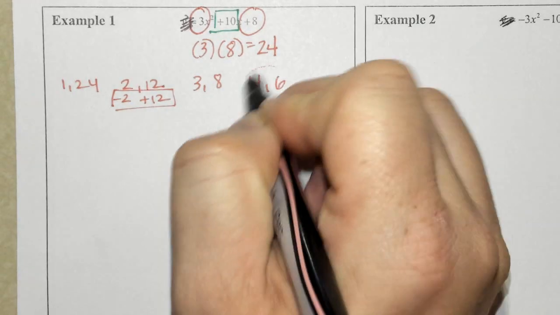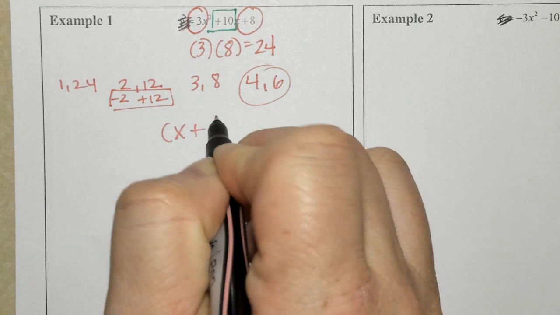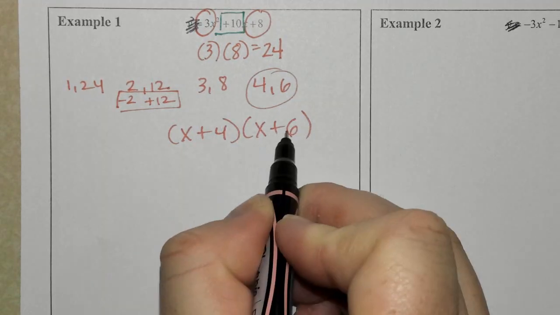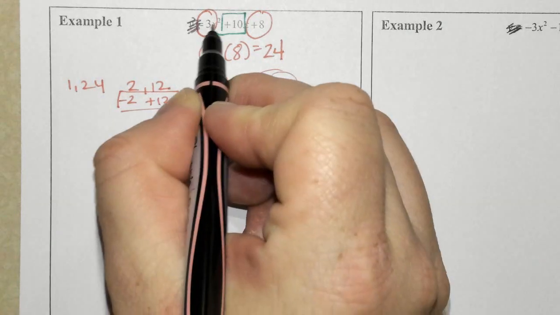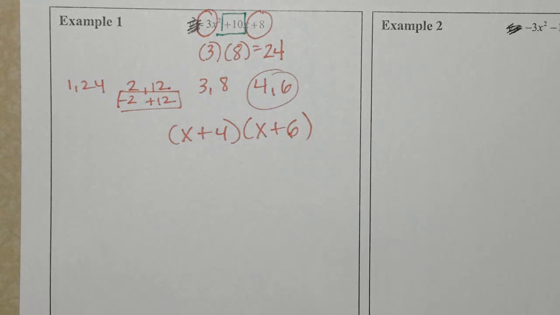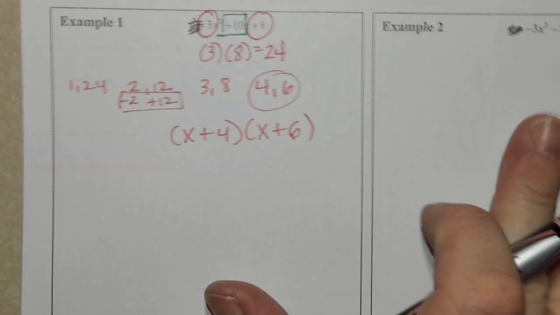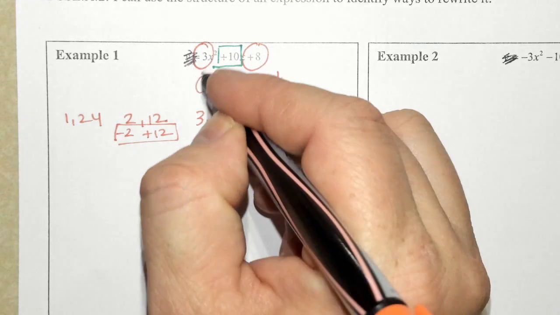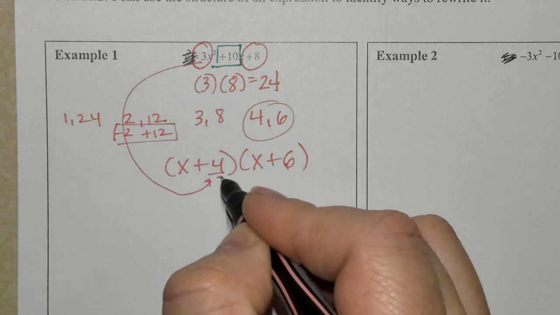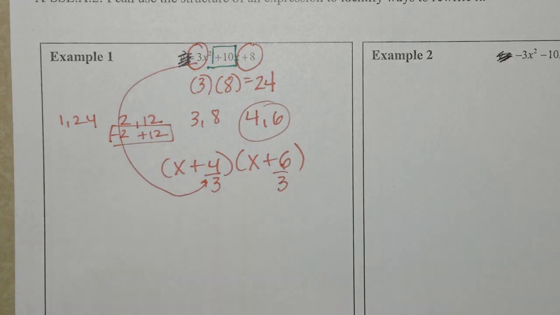So I get to write down x plus 4 and x plus 6 because positive 4 combined with positive 6 is a positive 10, and they multiply to give you a 24. When the number in front, referred to as the leading coefficient, is anything other than 1, we put it underneath both. We're going to do the bottoms-up method.